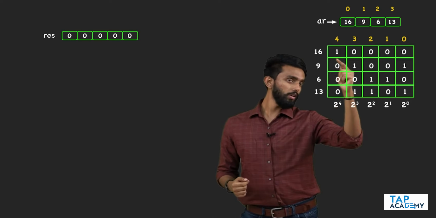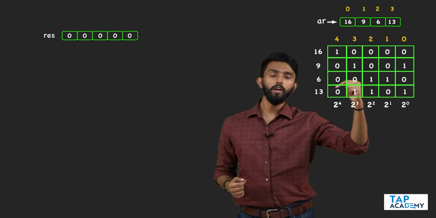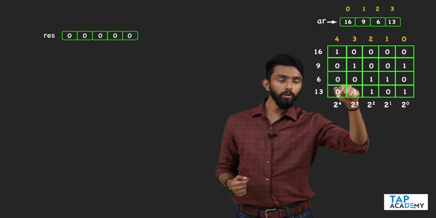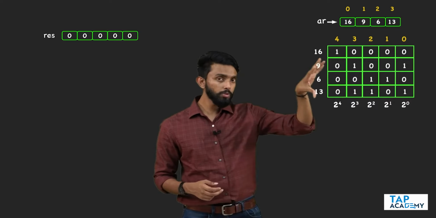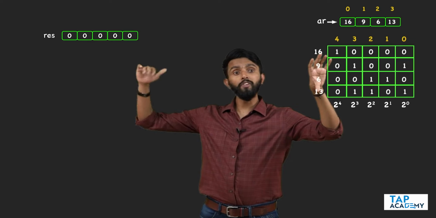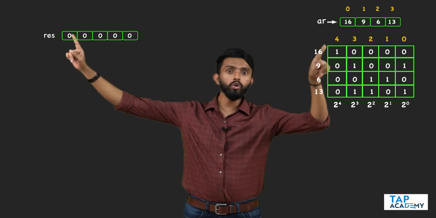But unfortunately, 9 doesn't have the bit set, neither does 6, nor does 13. Which means, can I do an AND operation with 16 and any of these numbers? No. Which means ultimately, in the final result, the first bit, should it be 1 or should it be 0?